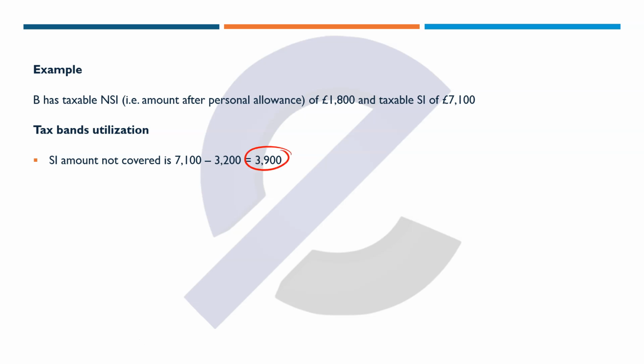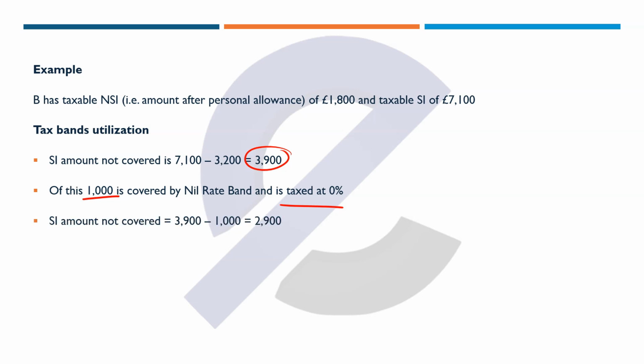So now we'll consider the nil rate band available on savings income. The nil rate band is £1,000 for basic rate taxpayers and £500 for higher rate payers. But because B is a basic rate taxpayer, the next £1,000 of his savings income will be covered by the nil rate band and will be taxed at zero. This will leave behind £2,900 of the taxable savings income amount. Because of the small value of the amounts in this example, it is easy to establish that £2,900 of the savings income will now fall in the basic rate band and so should be taxed at 20%.